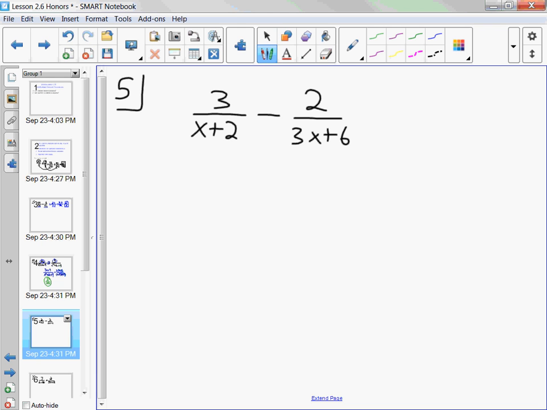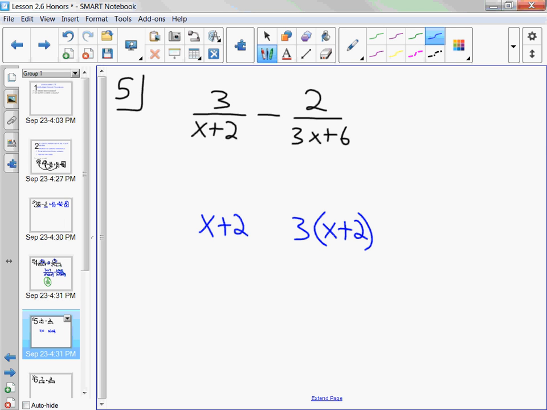Okay, problem number 5. I can start by, I need to determine the common denominator. I can completely factor these two. Of course, I have x plus 2 in the first denominator. In the second one, I notice that I can factor out a 3. If I do that, I get x plus 2 remaining in the parentheses.